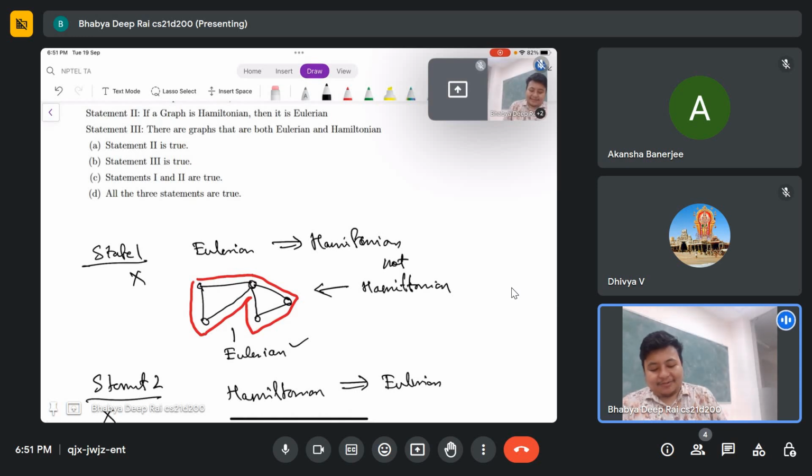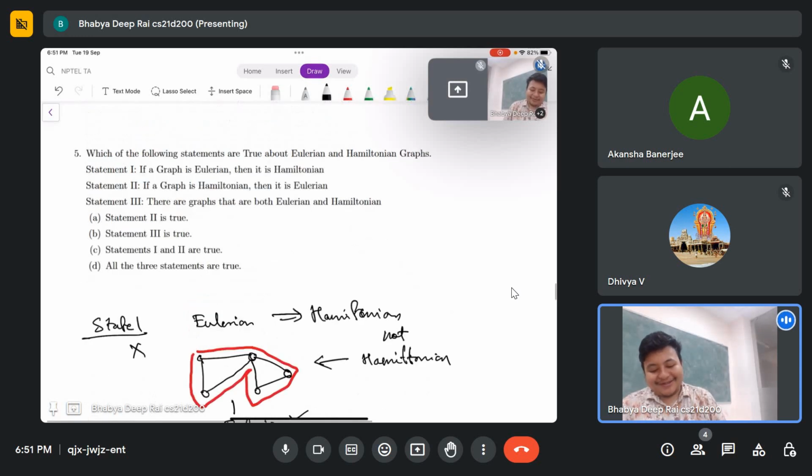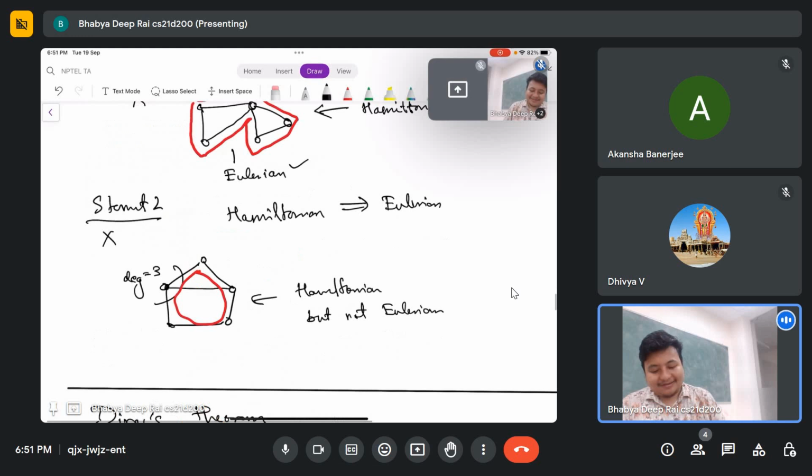Now C says statement 1, okay. Now let's verify statement 3.